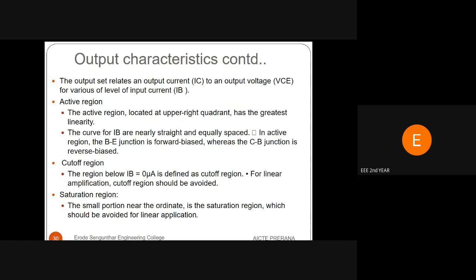Now let us see the output characteristics of common emitter configuration. The output characteristics of common emitter configuration relates output current IC and output voltage VCE for various value of input current IB. The output characteristics also consist of three regions: active region, cutoff region, and saturation region.